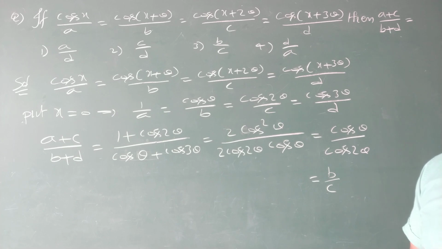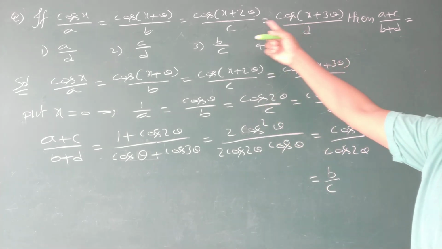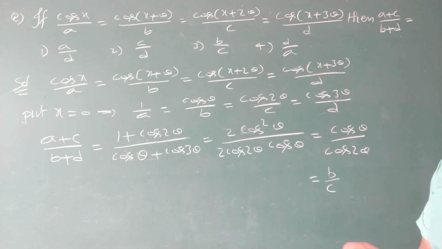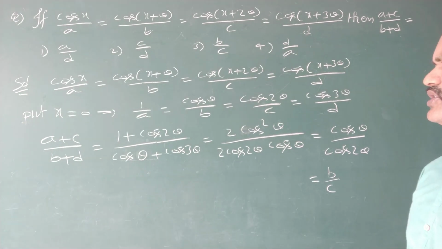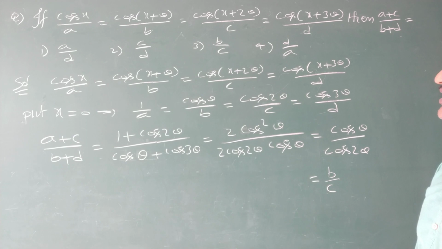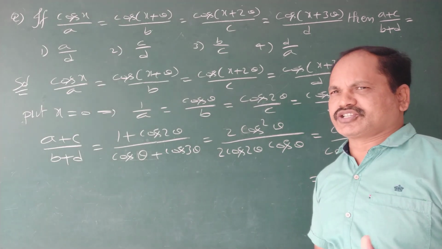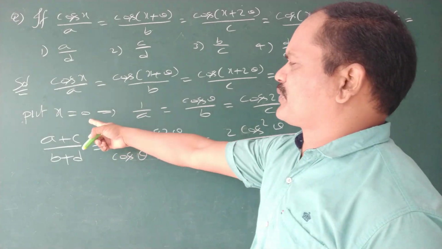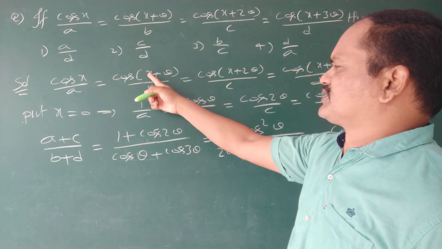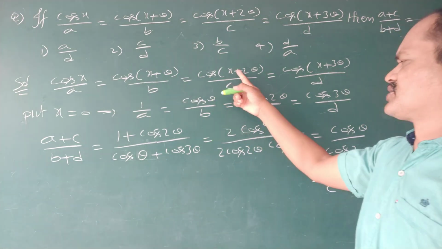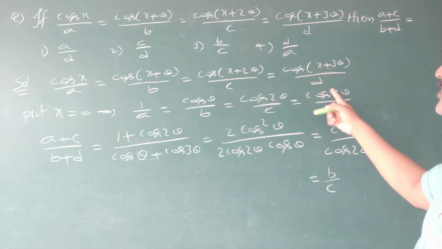Now we have to take the given expression, that is cos x by A is equal to cos (x plus theta) by B is equal to cos (x plus 2 theta) by C is equal to cos (x plus 3 theta) by D. Suppose we put 0 in place of x, then cos 0 is 1 by A, here it is cos theta by B, here it is cos 2 theta by C, here it is cos 3 theta by D.